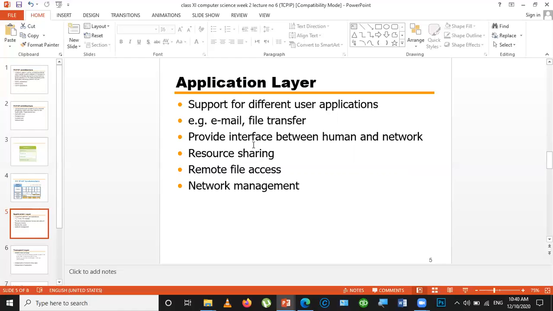Everything at this layer is application specific, and this layer performs many functions: remote file access, electronic mailing, remote accessing, etc.